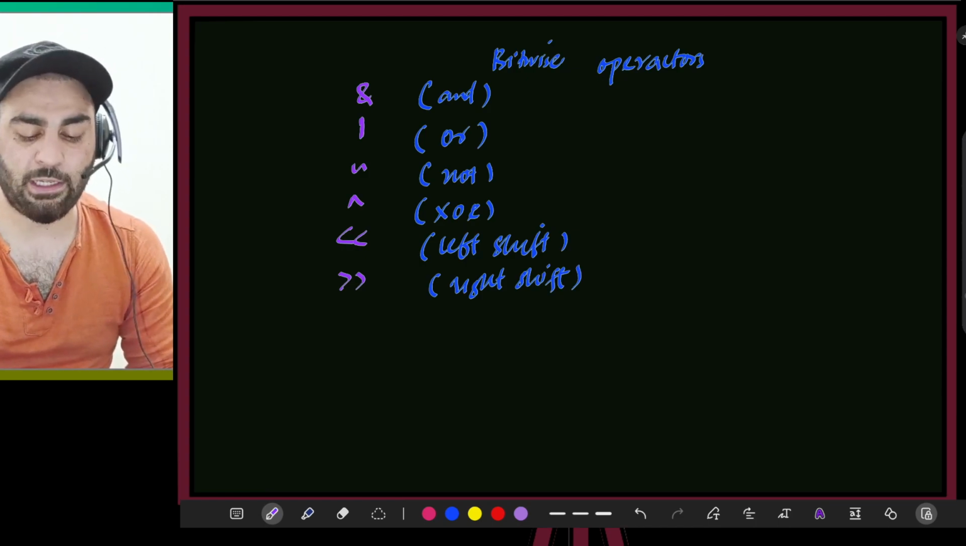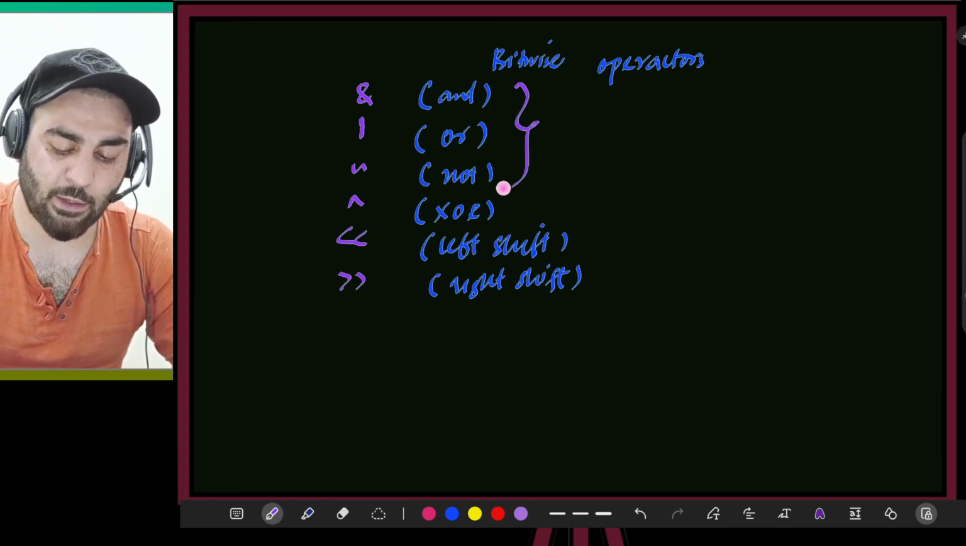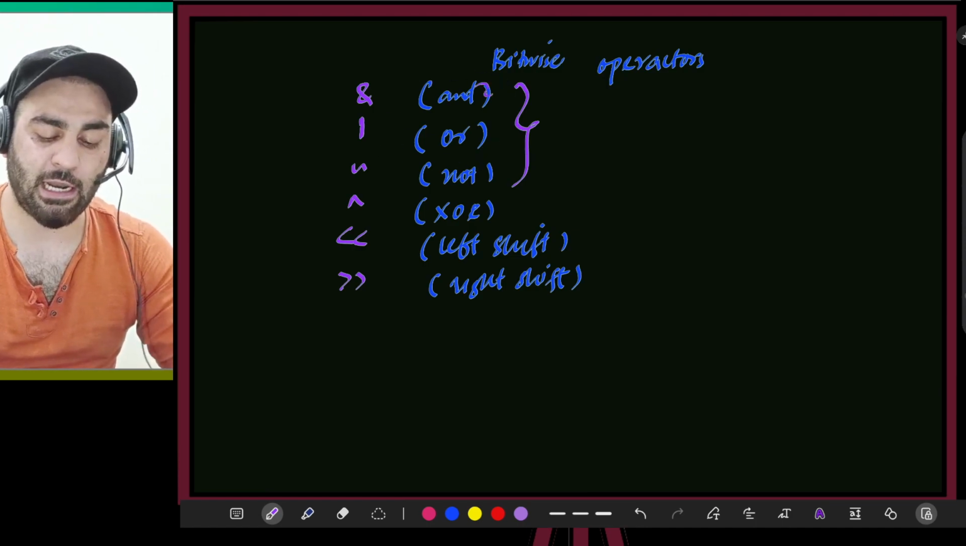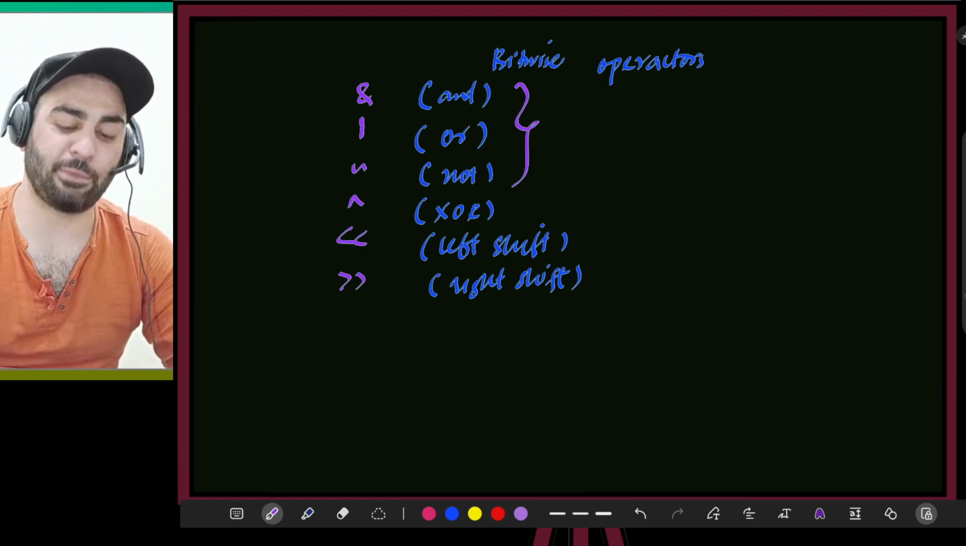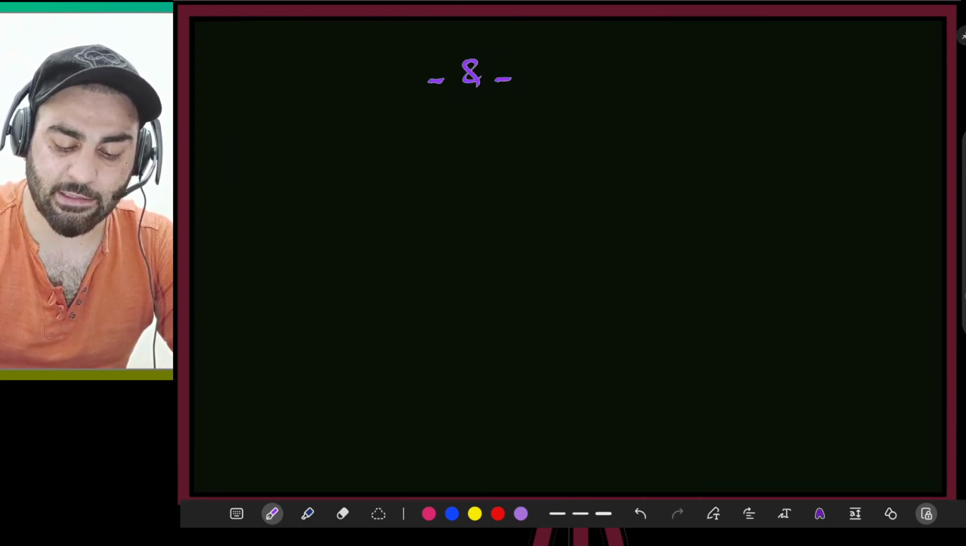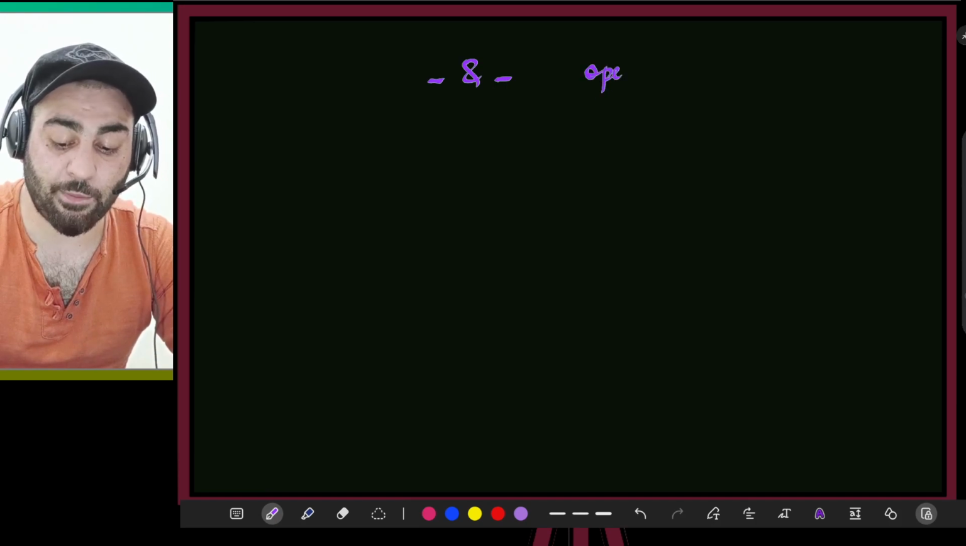Okay, so we'll take each of them one by one. I think this is somewhat similar to what we had in logical AND, logical OR, and logical NOT. The truth table is similar. So here, if you see this AND operator, it takes operands as bits. The operands are bits.